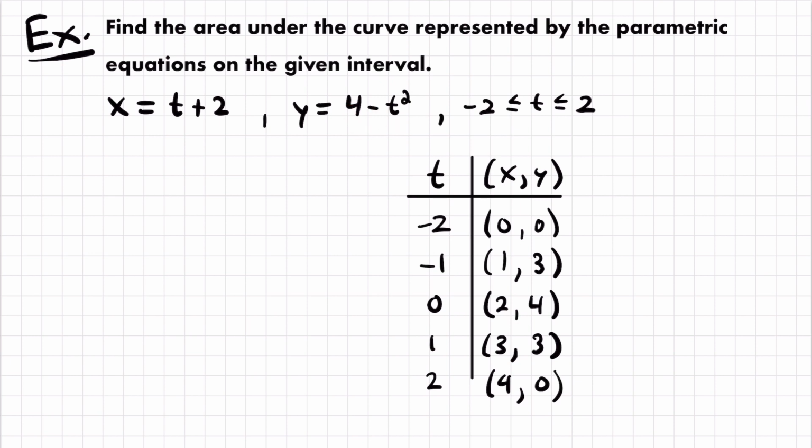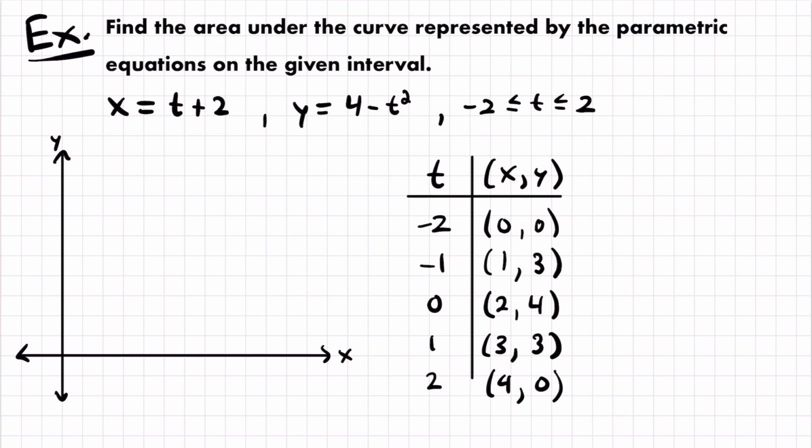All right, so now we have 5 coordinate points that we can plot to sketch the curve represented by these parametric equations. And so let's draw a coordinate system. I'll draw the y-axis, and then I'll draw the x-axis. And then let's label them. This is the y, and this is the x. All right, and so let's plot each of our points.